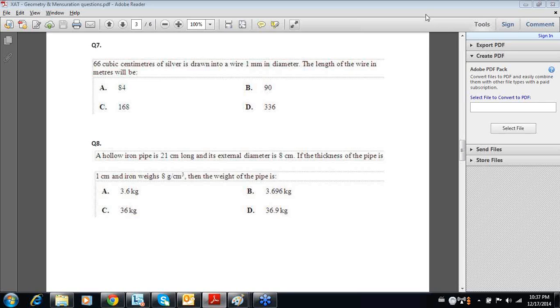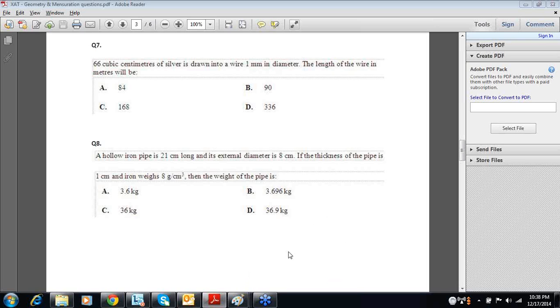Okay, let me solve question number 7 and question number 8. Very easy, these two questions. So this might not be at par with the ZAT, but this can come as a sitter in ZAT. So it's a simple basic question. So 66 cubic meters of silver is drawn into a wire of 1 millimeter in diameter. The length of the wire in meters will be what?